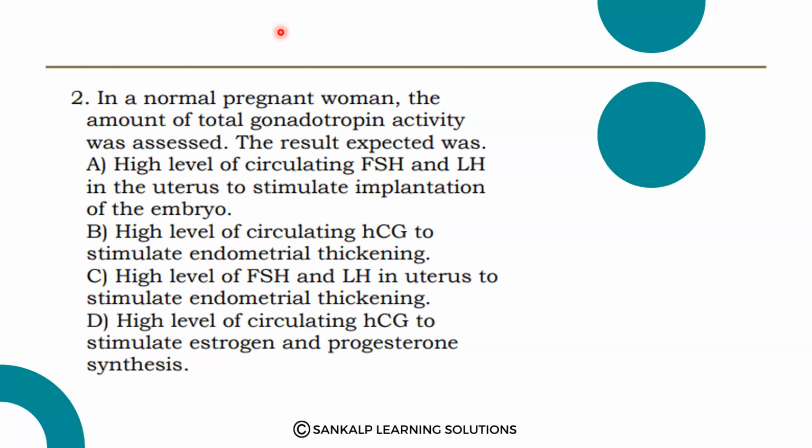A. High level of circulating FSH and LH in the uterus to stimulate implantation of the embryo. B. High level of circulating HCG to stimulate endometrial thickening. C. High level of FSH and LH in uterus to stimulate endometrial thickening. D. High level of circulating HCG to stimulate estrogen and progesterone synthesis. In the last session, we discussed it.